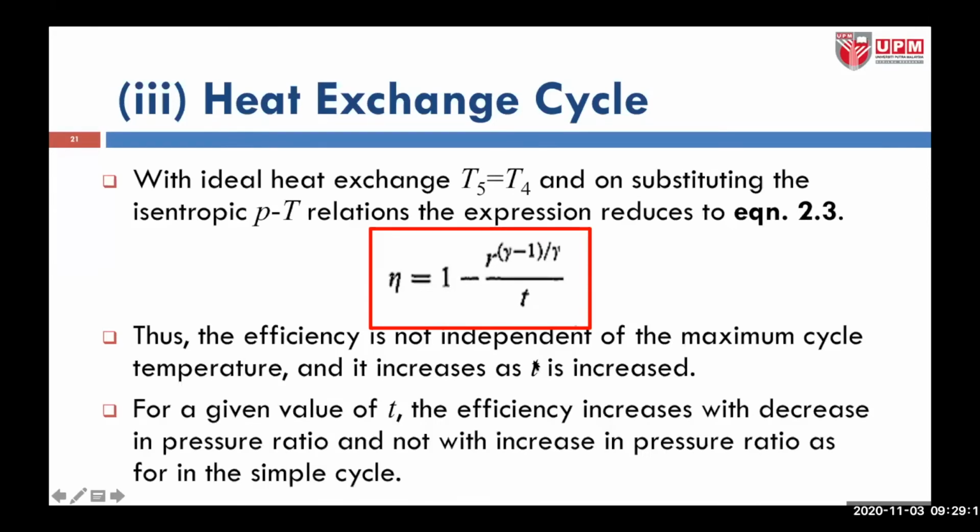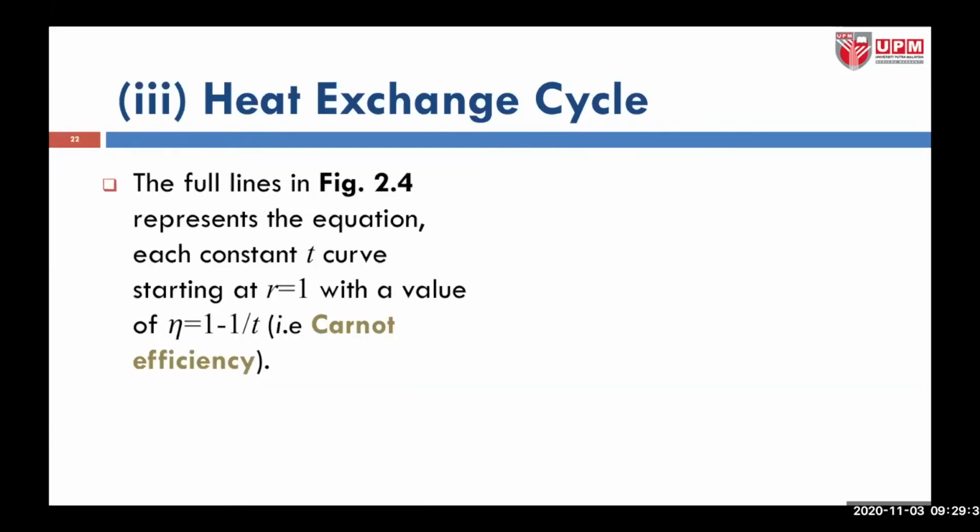and it increases as the temperature ratio increases. For a given value of temperature ratio, the efficiency increases with decrease in pressure ratio and not with increase in pressure ratio as for the simple cycle. So there is the major difference between a simple gas turbine cycle and a gas turbine cycle with heat exchange.